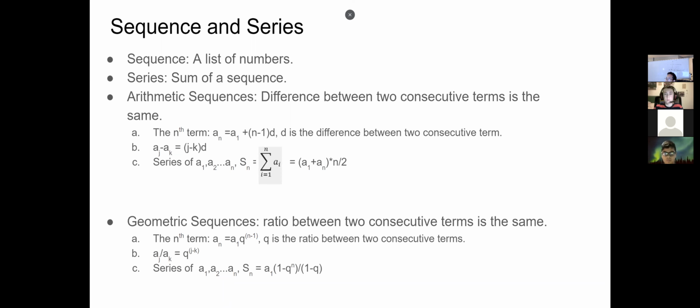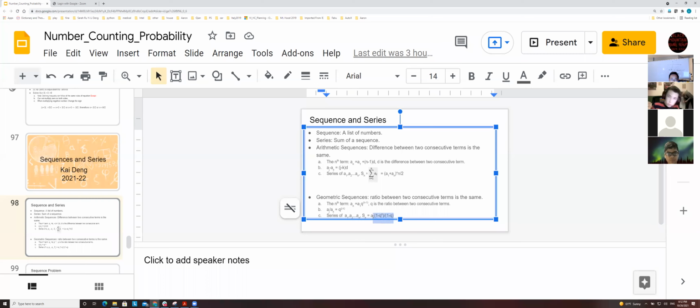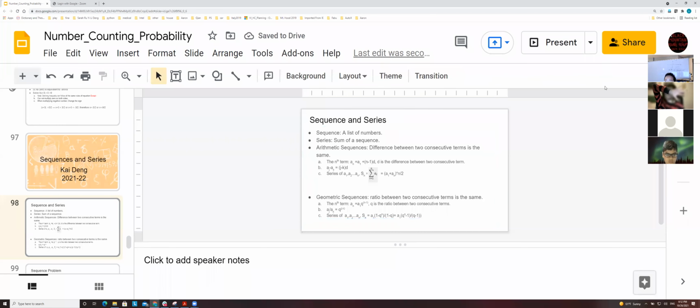I feel like I need to write this down. So all I need is q to the n minus 1, divided by q minus 1. This is all I mean.